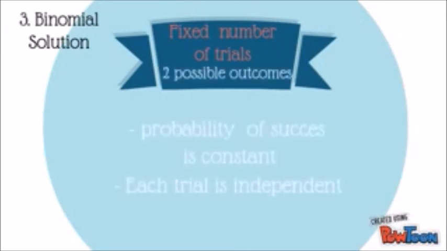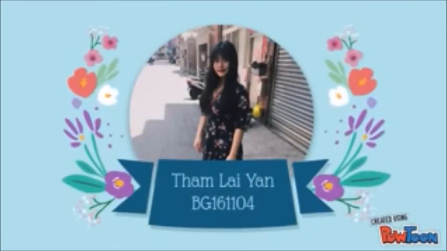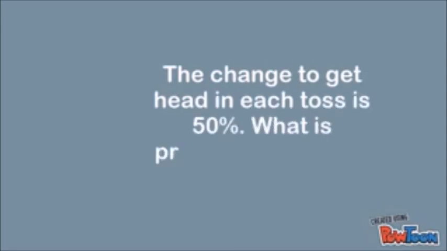The third solution is the binomial distribution. There are two possible outcomes, in which the probability of success is constant and each trial is independent. The chance to get a hit in each toss is 50%. What is the probability for us to get 5 hits?